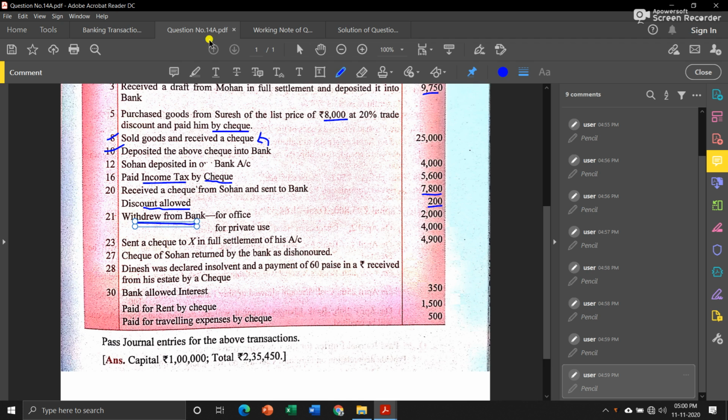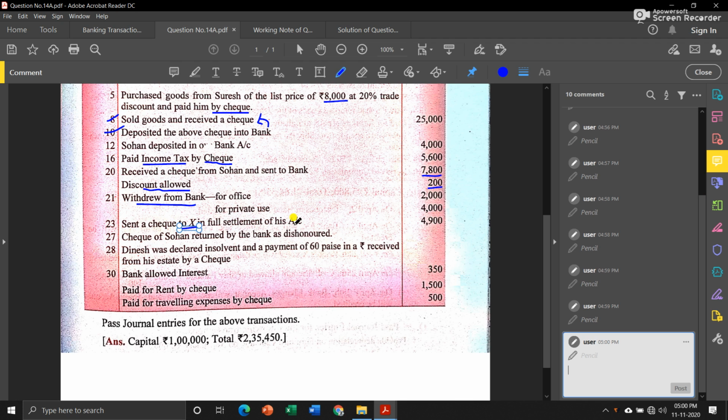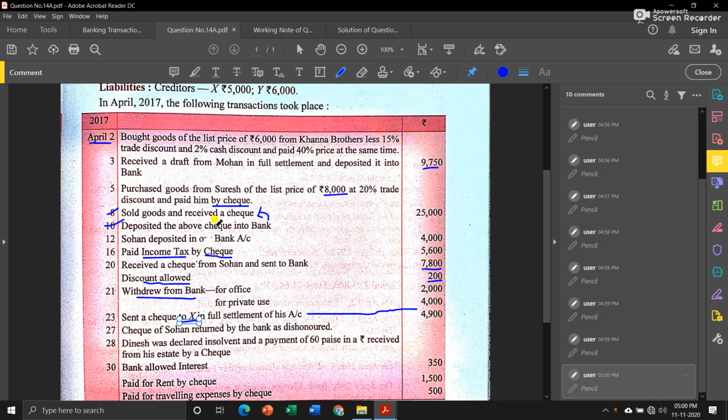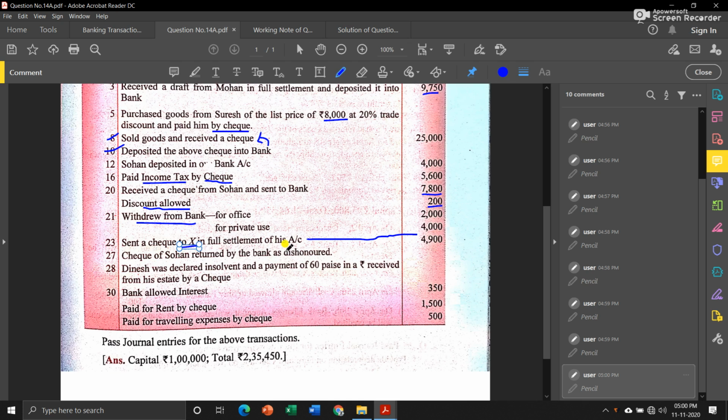Then in the next transaction, sent a check to X in full settlement of his account. That means we sent him a check in full settlement of his account of rupees 4,900. When they say full settlement, we have to check how much we were supposed to pay him. Now when you see the liability side, you can see that X is our creditor and we owed him 5,000, but instead of sending him 5,000, we paid him only 4,900 through a check.